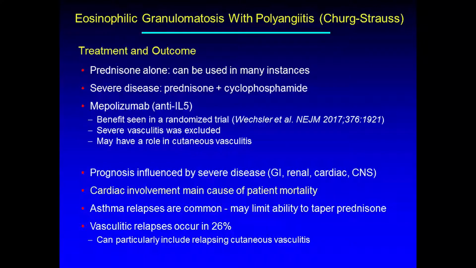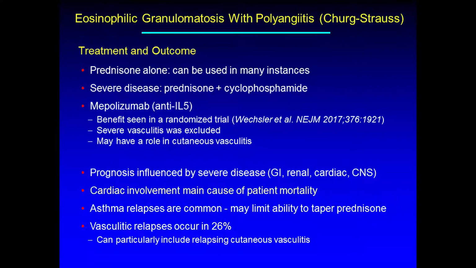In the case of EGPA, again, this is a very different treatment approach than with GPA or MPA, where prednisone alone can be used in many instances. Severe disease, such as that threatening the heart or the kidney, would be treated similarly with prednisone and cyclophosphamide.